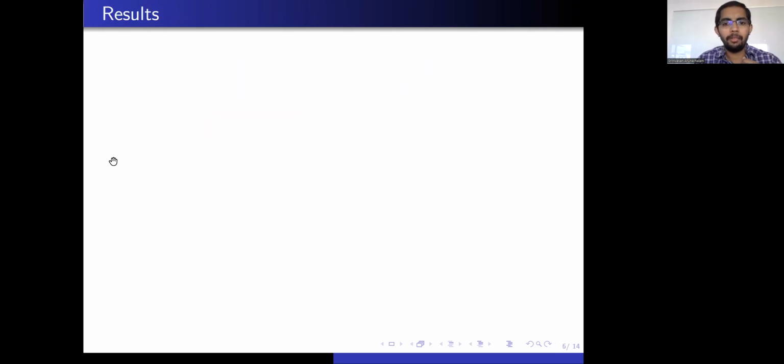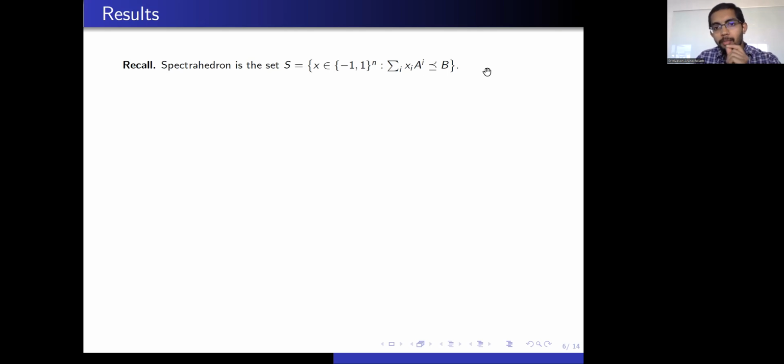Good, and let me give you the main result of our work. Recall that a spectrahedron is just summation xi Ai at most B, where x is a bit string in {-1,1}^n. I'm going to make certain assumptions on the spectrahedron. In this work, we are not able to fool arbitrary spectrahedra. We are only able to fool a subclass of spectrahedra, and this subclass requires two main assumptions. One is positivity. We're going to assume that the Ai's and the B are positive semi-definite. That is, all their eigenvalues are non-negative.